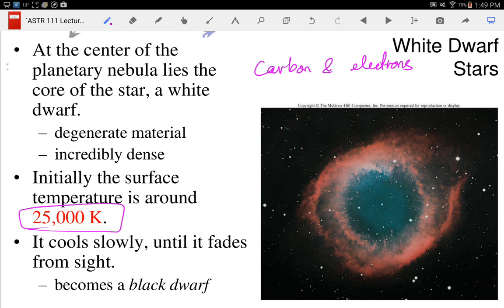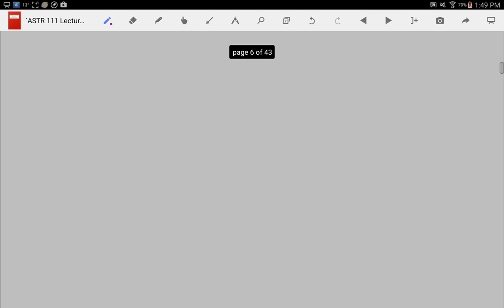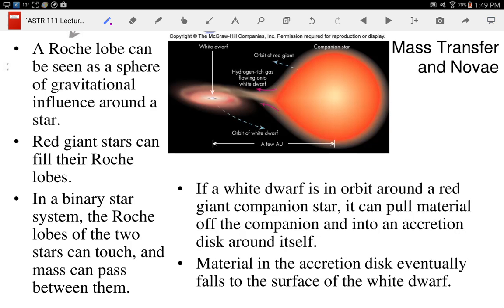And if you get up to 1.4 solar masses for the total mass of this white dwarf, the Chandrasekhar limit, then the electron degeneracy is crushed. It's enough force to overcome the electron degeneracy. And when that happens, which is not on this slide, then it blows up.